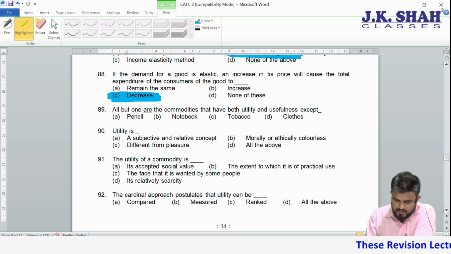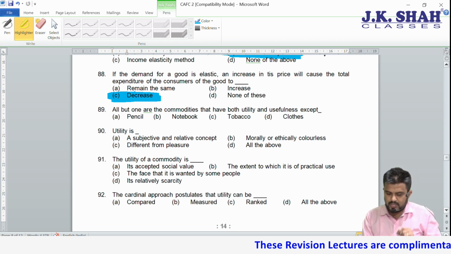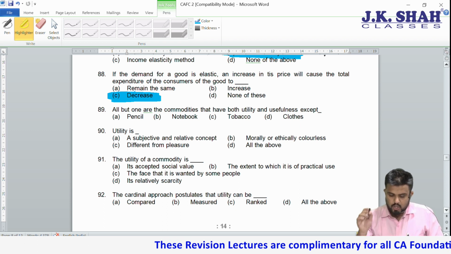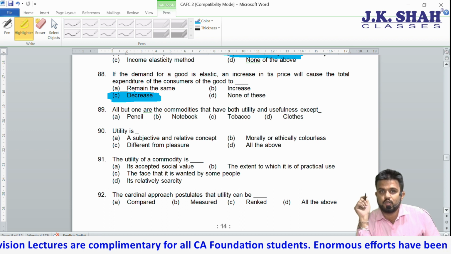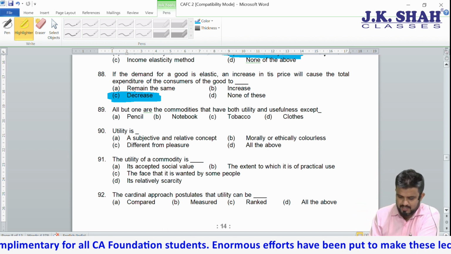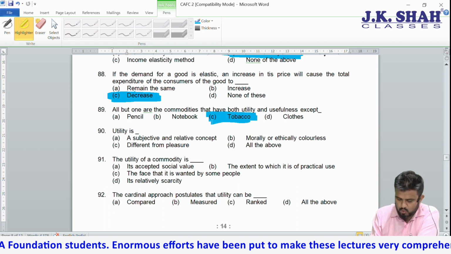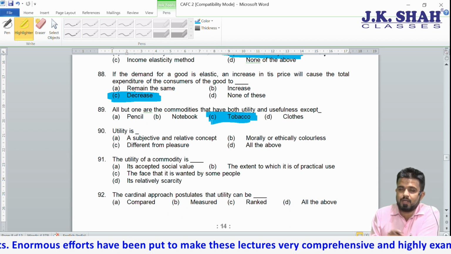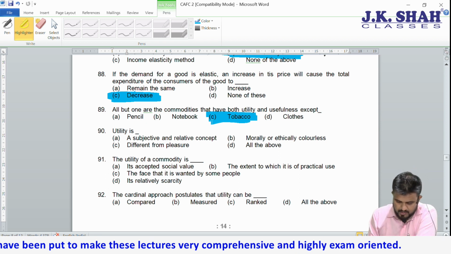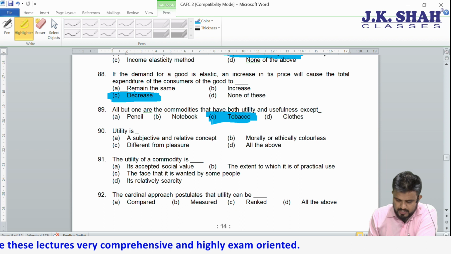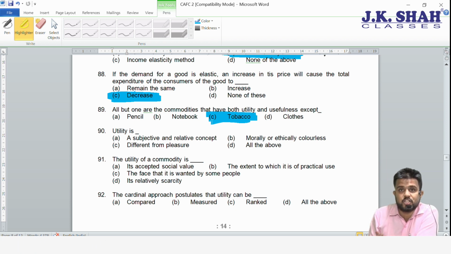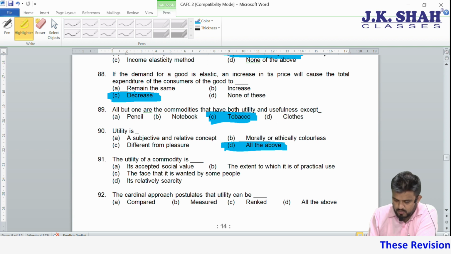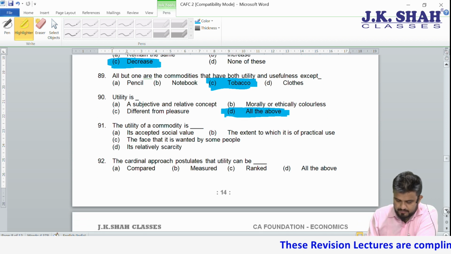89. All but one are the commodities that have both utility and usefulness. All but one out of all this, which is not having utility and usefulness. So 89 answer is tobacco. Tobacco has utility, but it has no usefulness. Next, 90. Utility is subjective and relative concept. We have done morally, ethically colorless. True. Different from pleasure. Correct answer is all of the above. So 90 is D.